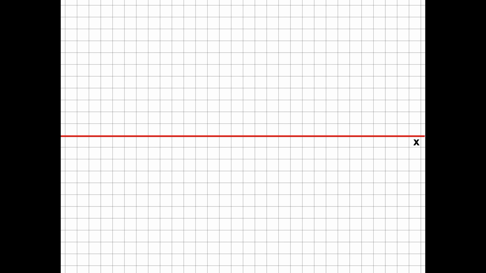This is a coordinate plane or a coordinate grid. We use it to mark exact locations. It's divided up into quadrants with an x-axis and a y-axis. The quadrants are numbered from 1 to 4.